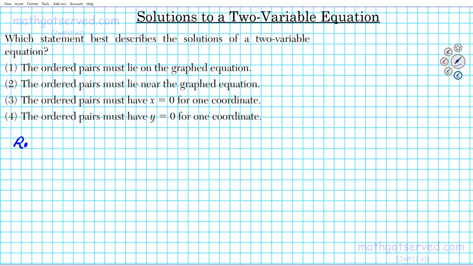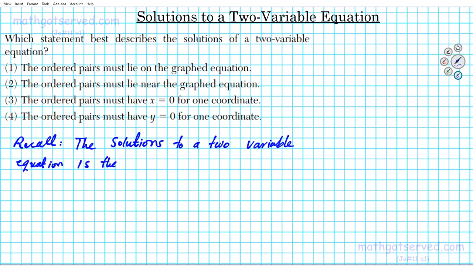Something you want to recall is as follows. The solution, or solutions, since we have two variables, the solutions to a two-variable equation is the set of ordered pairs that do what? The set of ordered pairs that make the equation true, or satisfies the equation.